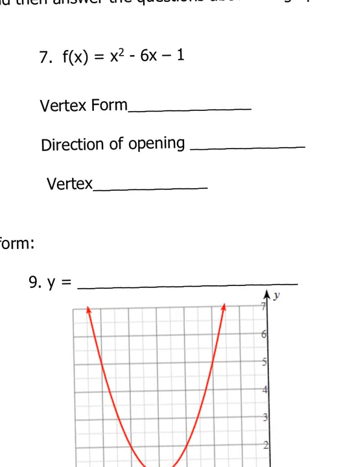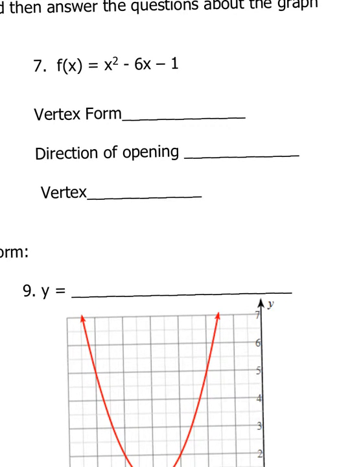For number 7, we're going to do the same thing. Starting with y equals x squared minus 6x minus 1. The very first thing we need to do is get rid of that 1 and put it to the other side. That leaves me with y plus 1 equals x squared minus 6x.